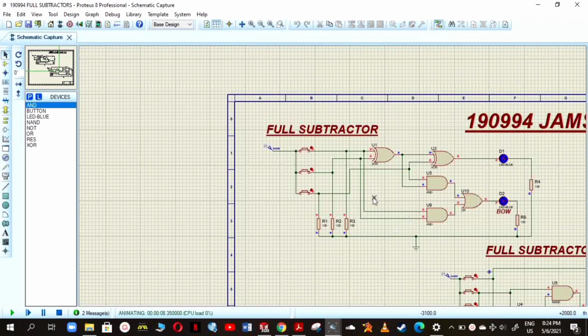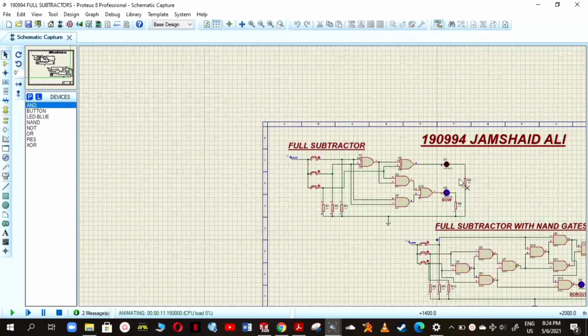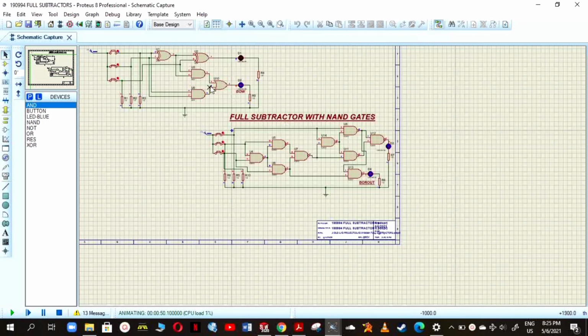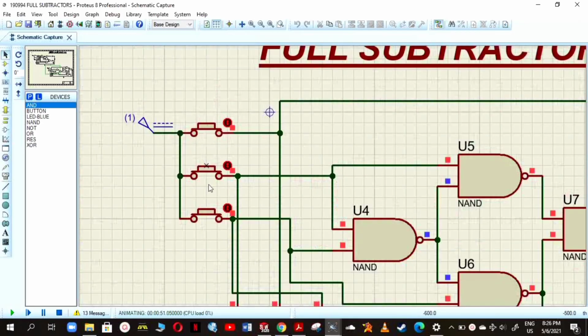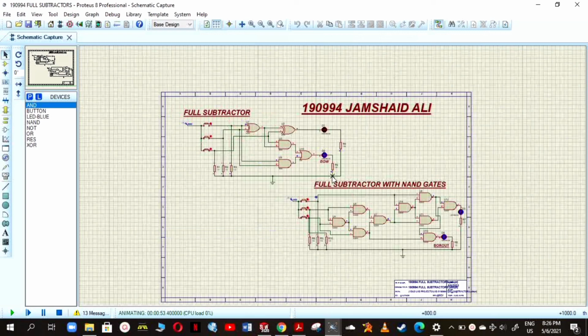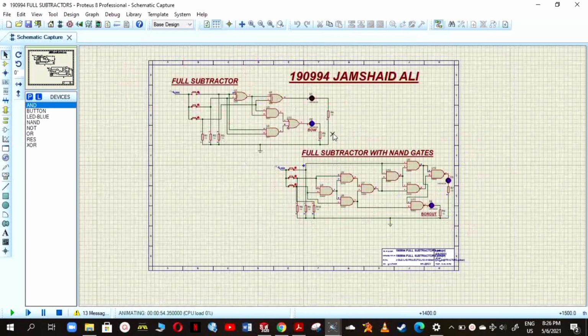If I am changing one of its inputs, such as when this input is changed, then summation is 0 and carry out is 1. So as it is, if I am applying 1 on all the inputs, then I will get 1 on all the outputs. So these are all our Proteus circuits of our full subtractors, full adders, half adders and half subtractors with or without NAND gates.